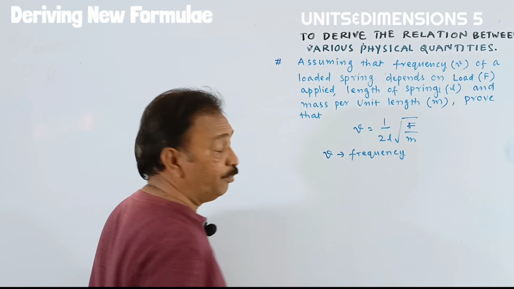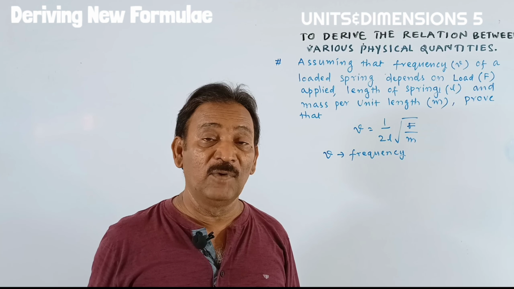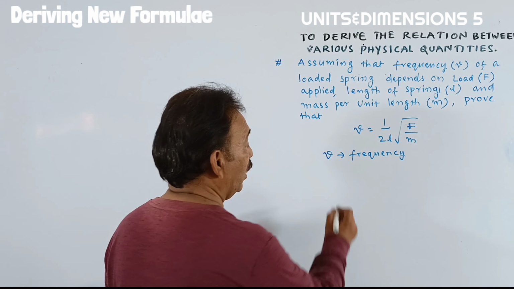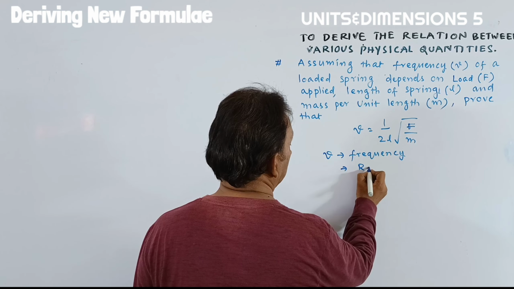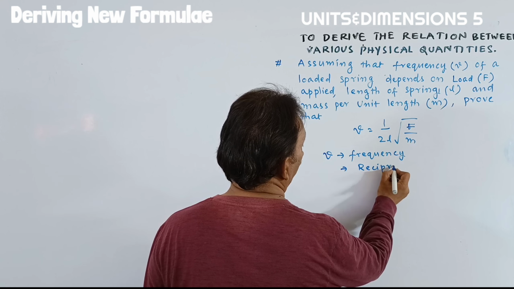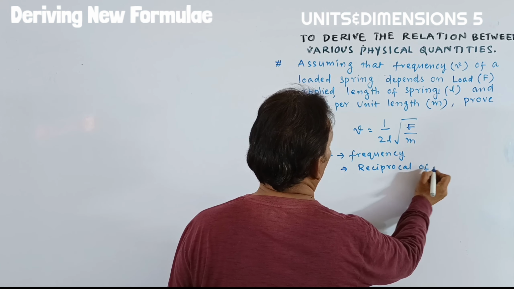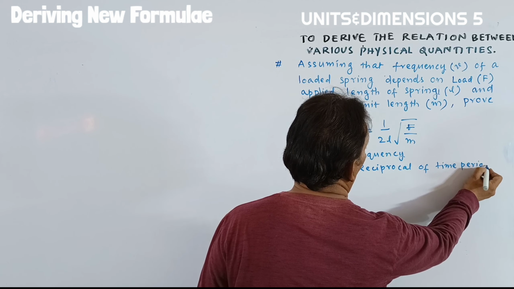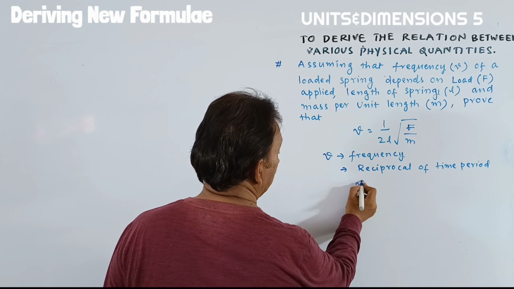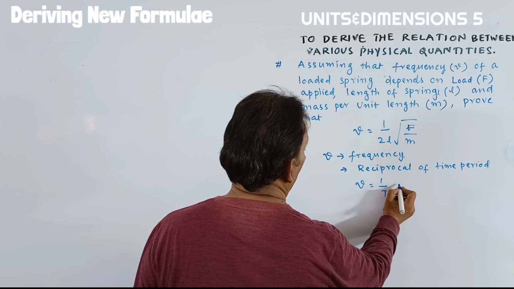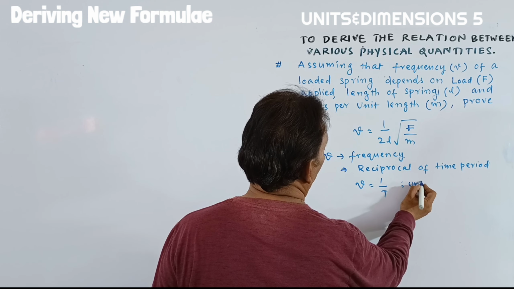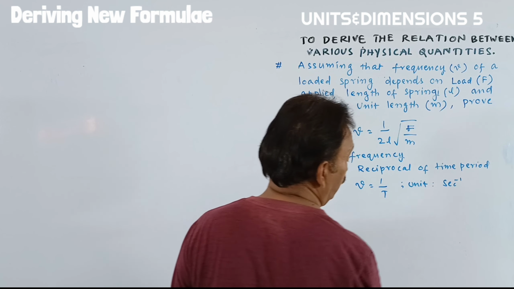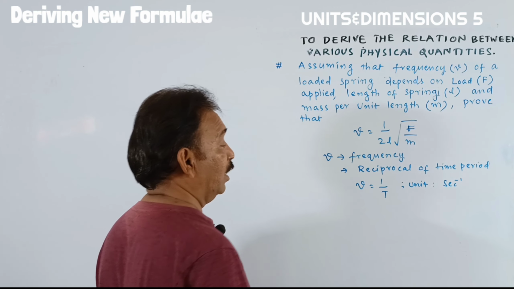Frequency is nothing but the number of vibrations made by a body in 1 second. But generally we can write it as the reciprocal of time period. Reciprocal of time period. That is, frequency nu is equal to 1 by T. And its unit is what? 1 by second, means second inverse. Okay, students, it is a frequency.